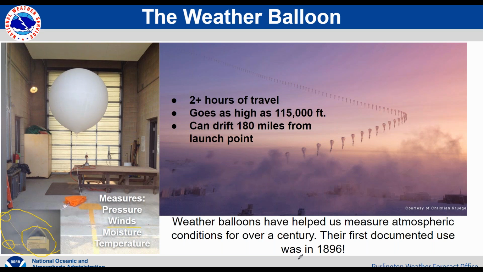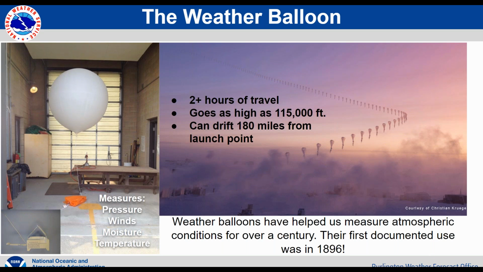And so these spend about 2 hours up in the sky, going as high as 115,000 feet, drifting as far as 180 miles, since winds high up tend to go about 150 miles per hour. And so here's a neat little time-lapse image with a composite of a balloon traveling up the atmosphere. So you can see the changes in wind direction as it ascends up the atmosphere.